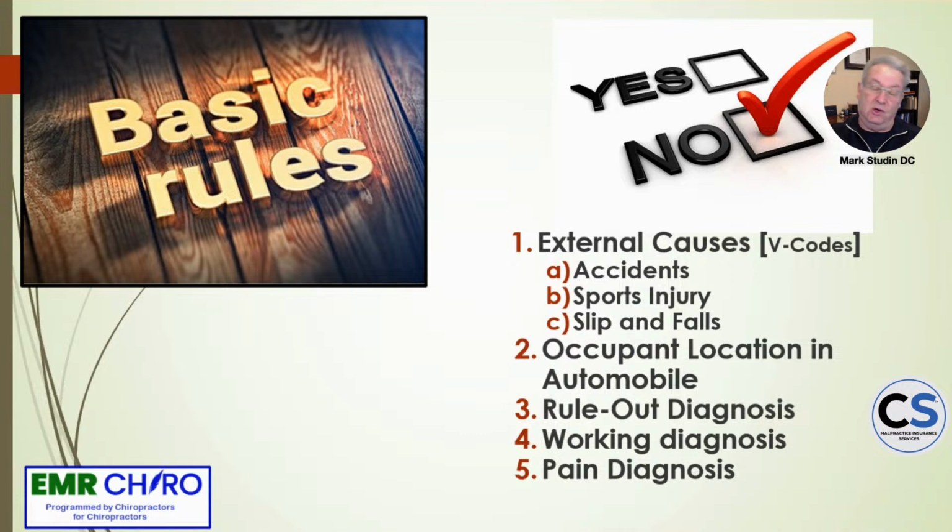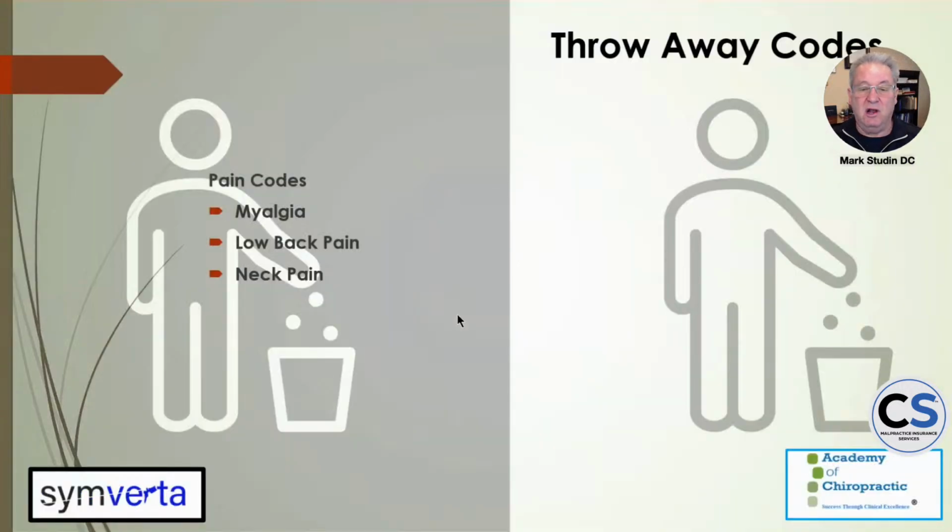I'm going to do an MRI, so I'm going to diagnose a herniated disc because I think it's there. You only diagnose what it is. There's no such thing as a working diagnosis. Pain diagnoses, you know what those are? Throwaway codes. Low back pain, neck pain. You have to diagnose the tissue that's injured. I want to know the tissue.